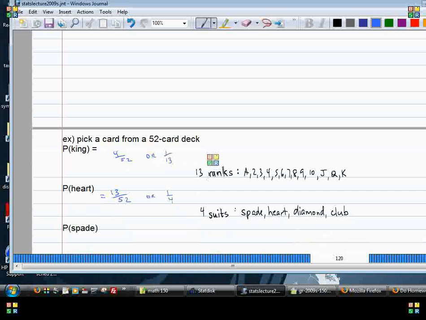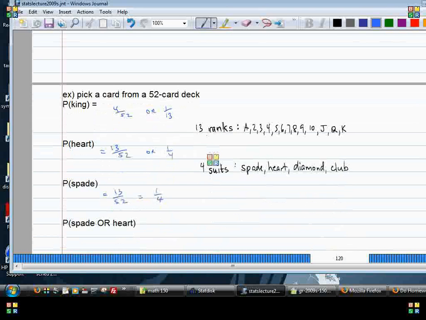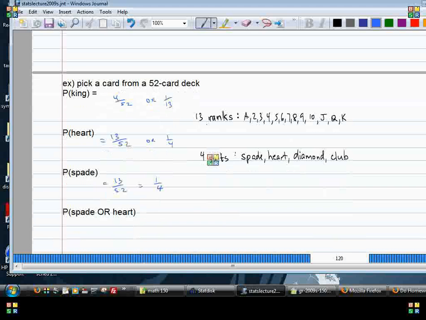So now, what's the probability of pulling a spade? 13 out of 52. Right. So it's 13 out of 52, or 1 over 4. Now, what's the probability of pulling a spade or a heart? So on one hand, we can say this is 26 out of 52, and how did you get that? Right. 13 spades, 13 hearts.